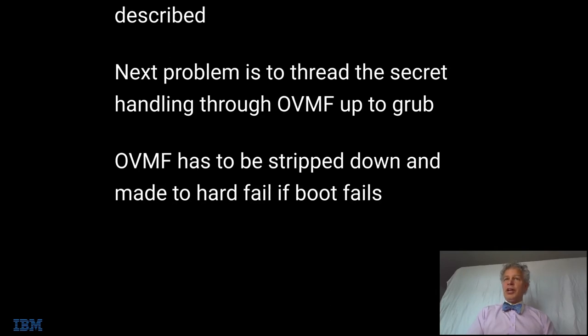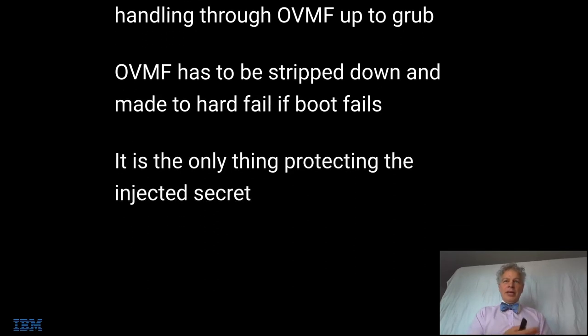To get all of this to work, OVMF has to be stripped down to its essentials and made to hard fail if boot fails. That's so it can't be tricked into revealing the secret, because remember, it is notionally under the control, the executing virtual machine, of the cloud service provider, the untrusted element. Even if they can't see inside the confidential computing envelope, they can alter various configuration parameters, and if they can trick the boot into failing and giving up the secret, everything is lost. Because this OVMF and GRUB is the only thing protecting the injected secret.